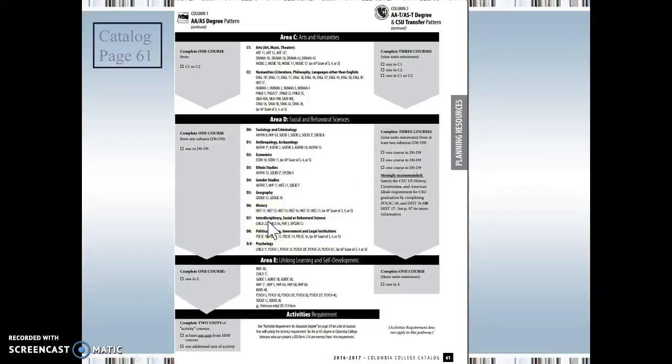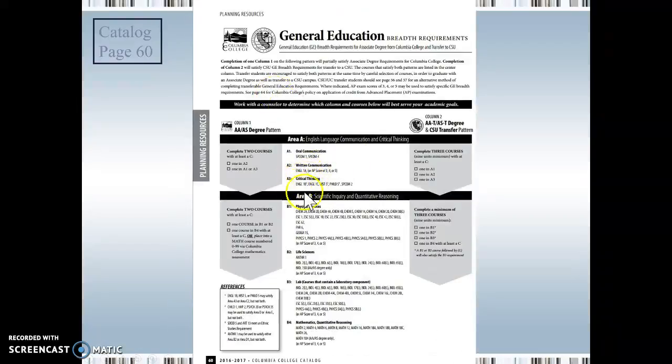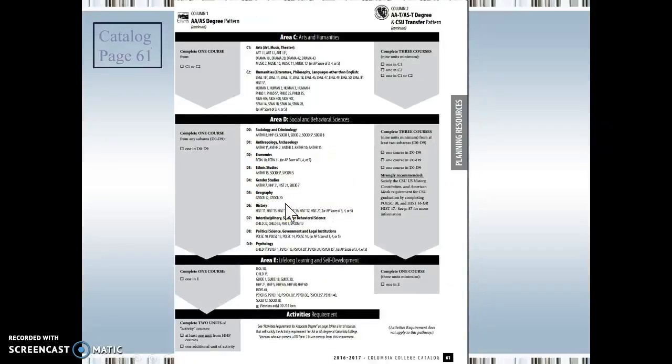Now in general ed, you cannot double dip across the general ed pattern. You'll see English 1B here to meet a humanities requirement, or you can see it here in a critical thinking course. You can only use it in one category on the general education pattern. However, if English 1B also happens to be in your major, say you're an English major and it's a requirement, you can double dip from your major coursework into general ed.